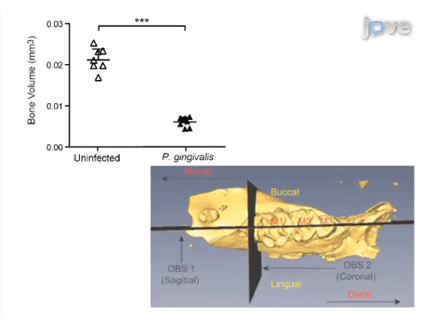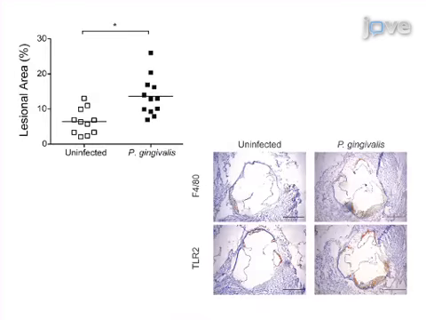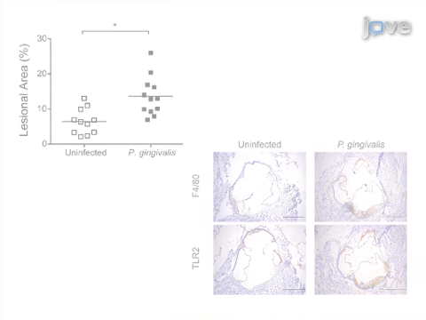Ultimately, differences in alveolar bone volume and the accumulation of atherosclerotic plaques between P. gingivalis infected mice and uninfected controls can be measured based on micro-CT analysis and on-face lipid staining, respectively.